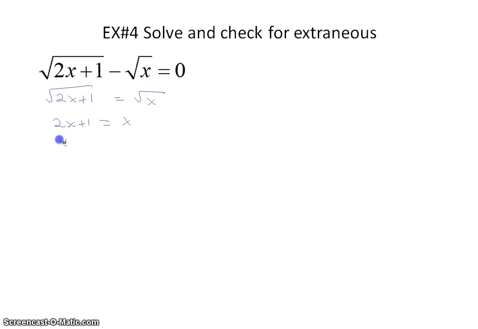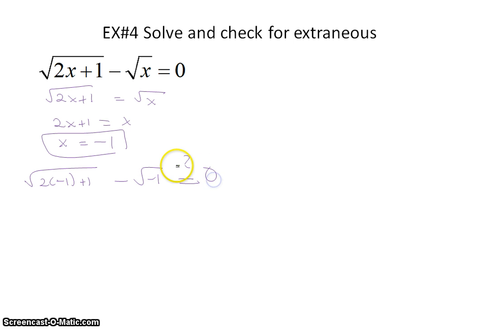Bring x to the other side. Bring 1 to the other side. x is negative 1. So we're going to check it. The square root of 2 times negative 1 plus 1, minus the square root of negative 1. Does that equal 0? But right here, we cannot take the square root of a negative 1, which tells us that x equals negative 1 is an extraneous solution.